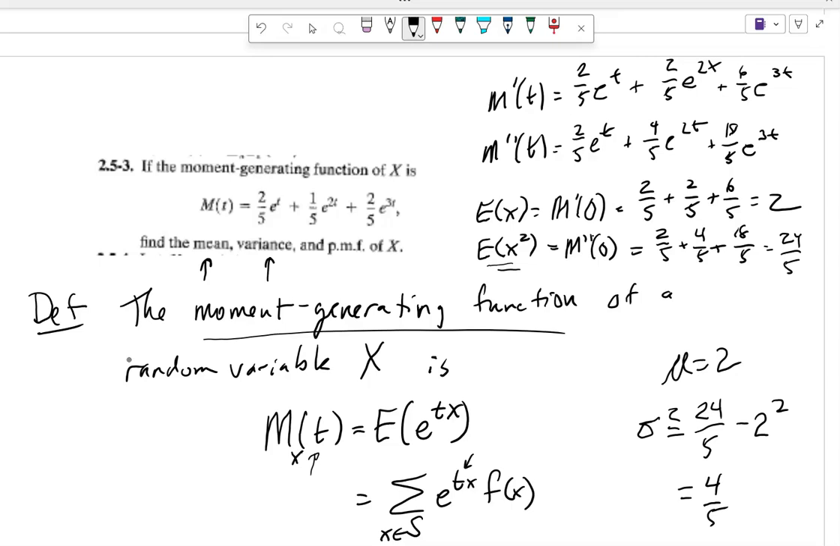Now, it says recover the PMF, all right? Notice what's on the coefficients here. I have e to the tx times f of x, all right? So what do you think the coefficients for each of your e to whatever powers are? I've got e to a power times something. What do you think those somethings are? Yeah, the 2/5, those are probabilities associated with those x values, right? It has to be, f of 1 has to be 2/5, f of 2 has to be 1/5, f of 3 has to be 2/5. There's your PMF, right?